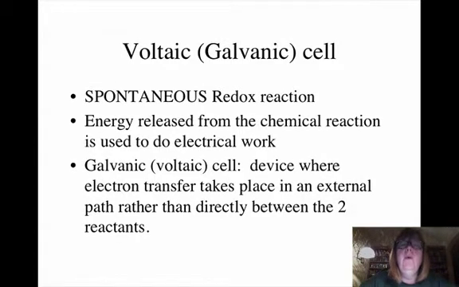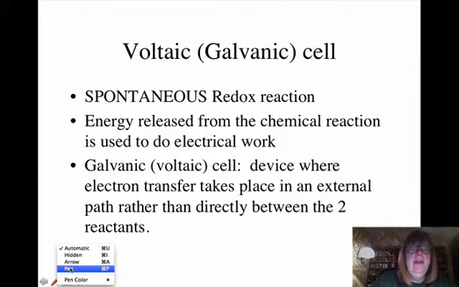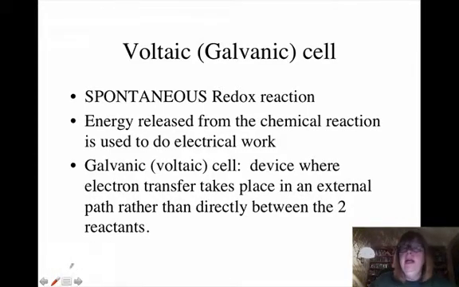All right, so what is a galvanic cell? Well, it is a cell that is a spontaneous redox reaction. So what does that mean based on what we already know about delta G? That means that this reaction in a galvanic cell is going to have a delta G that is negative. So let's not forget, spontaneous reactions have a delta G that is negative.